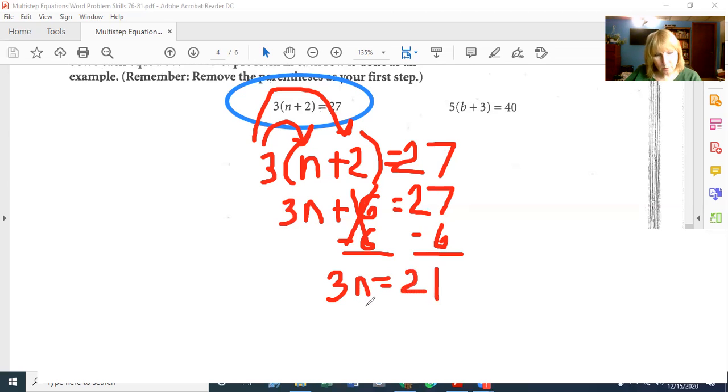Last step, divide both sides by 3. Alternatively, that's the same as multiplying by 1/3. However you want to look at it. The 3's cross off, and I'm left with just n on the left side equals 21 divided by 3. That would be 7, because 3 times 7 is 21. So my answer is n equals 7. That's how you do those.